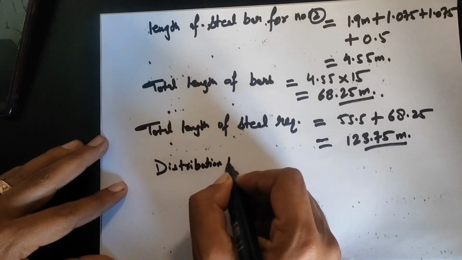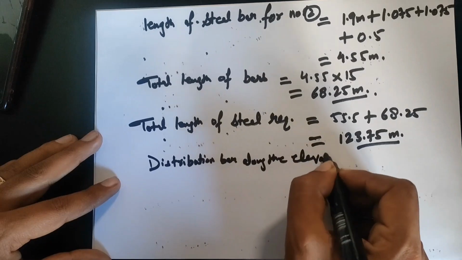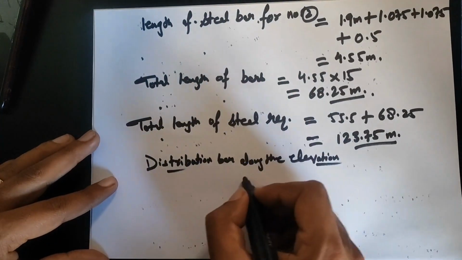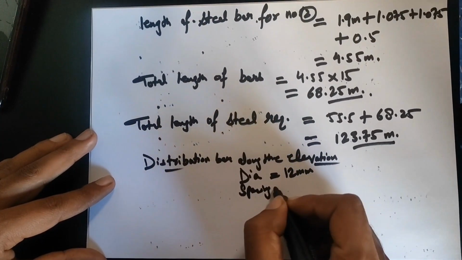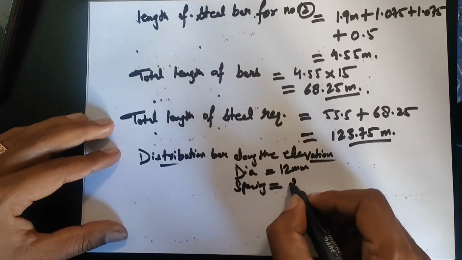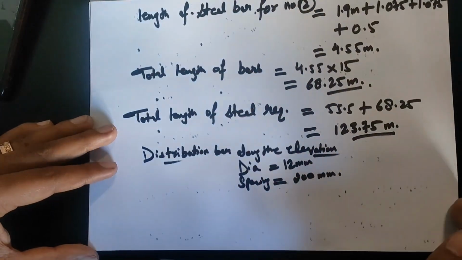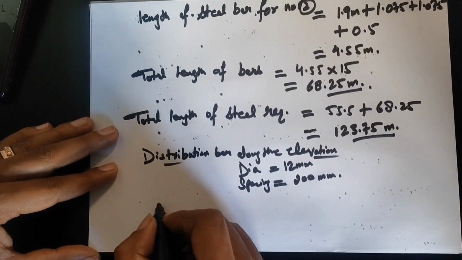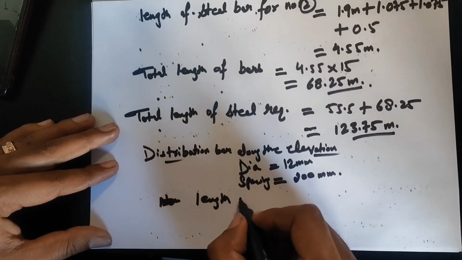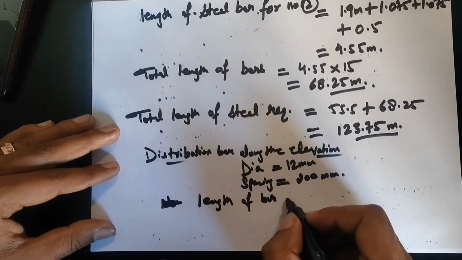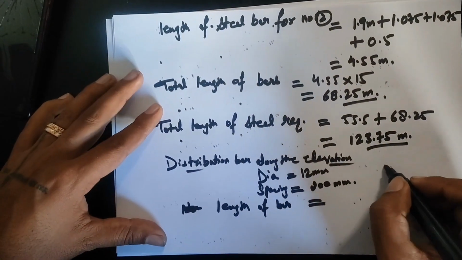Distribution bar along the elevation. Okay, so let's consider the diameter is 12 mm and the spacing is the same, 200 mm. Now the length of the bar would be, okay, so the shape is going to be like this.